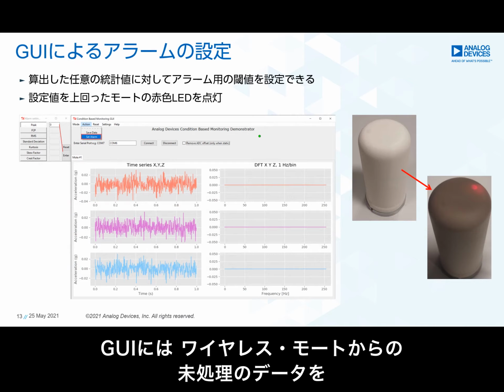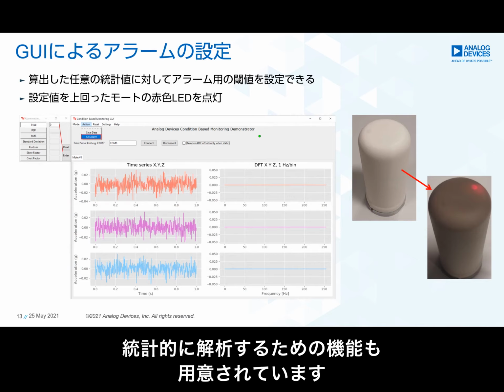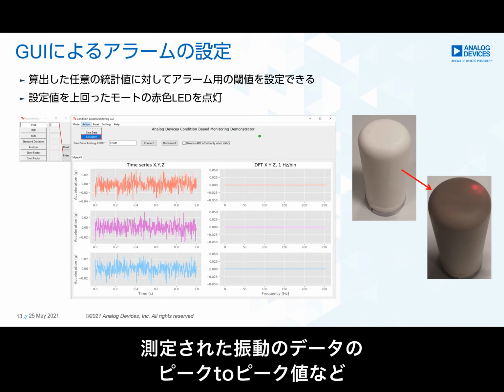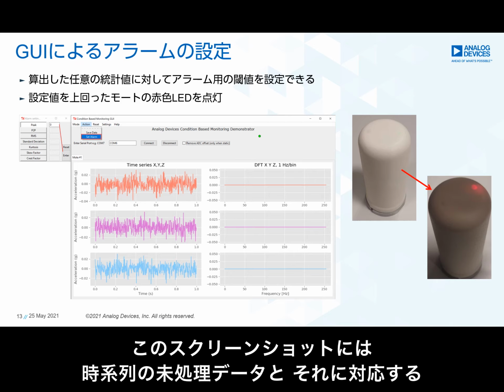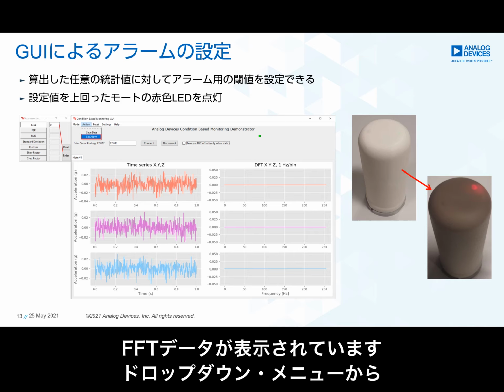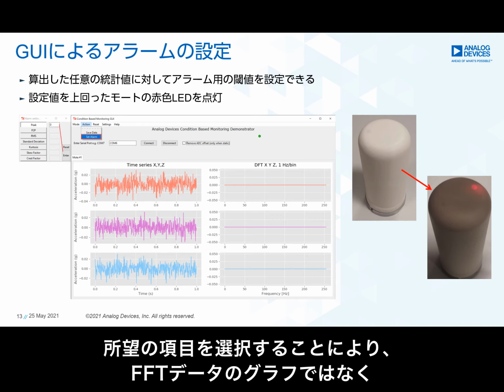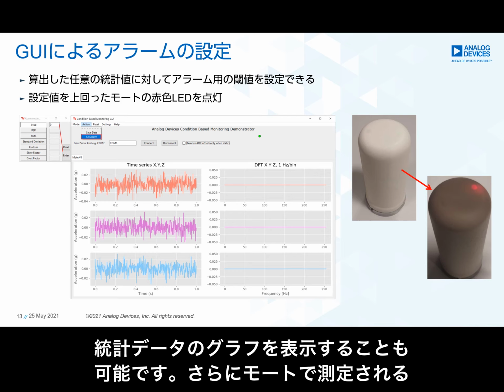The Voyager GUI also includes the capability to perform statistical analysis on the raw data streamed from the wireless mote. Common CbM statistics such as peak-to-peak of the measured vibration data can be computed and displayed. The GUI screenshot shown on the slide shows the raw time series data and the corresponding FFT data. The FFT data plot can be changed to a statistical plot instead by clicking on the drop-down menu.